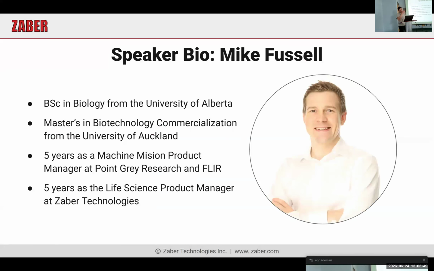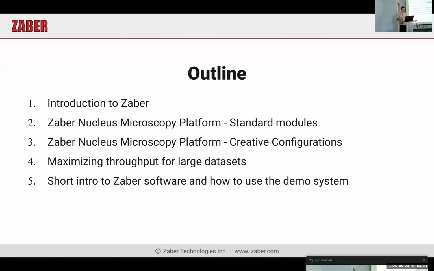Quick background: I have a background in biology from the University of Alberta, and then a master's in biotechnology commercialization from the University of Auckland. After that biotech-focused start, I spent the next 5 years working for Point Grey Research and then FLIR in their industrial machine vision group. And then with Zaber, I'm bringing biotech, life science, commercialization, and imaging technology all into the microscopy platform. So that's where I'm coming from.